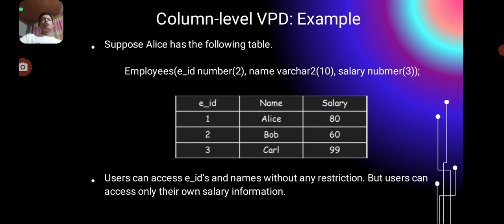So from each table row, it takes the input desired numbers, which are the salaries 80, 60 and 99, and the EID or the count of how many employees there are. So users can access EIDs and names without any restriction. But users can access only their own salary information.